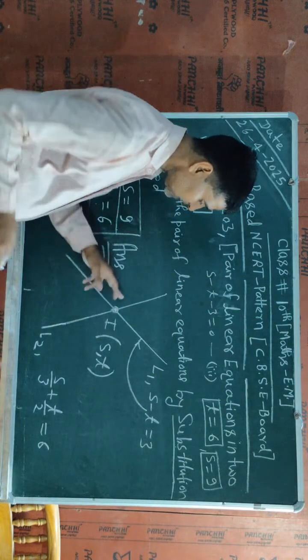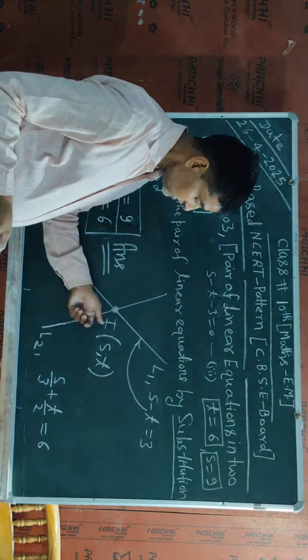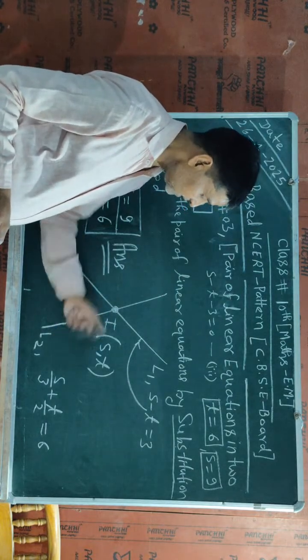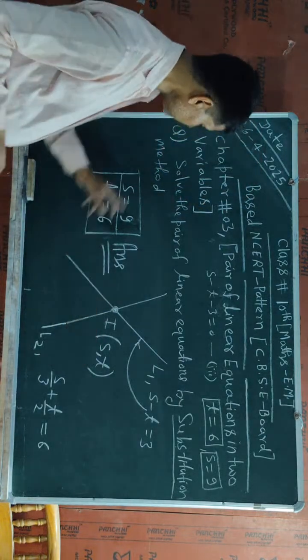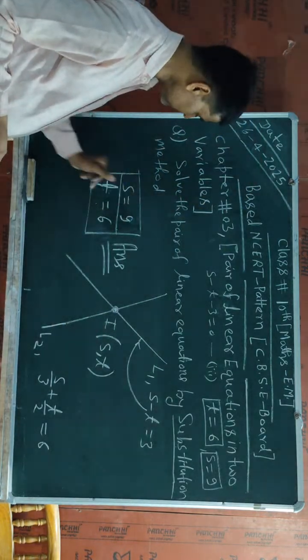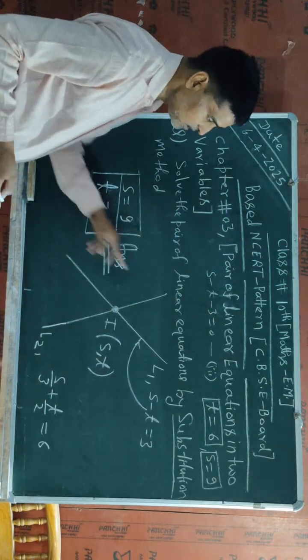It means that both lines will intersect at a certain point, and I have to get the value of x and y, that is the coordinates of that intersection point. So the value of x is 9, and the value of y is 6. This is the required answer of the given question.